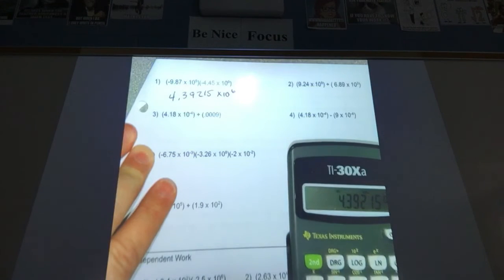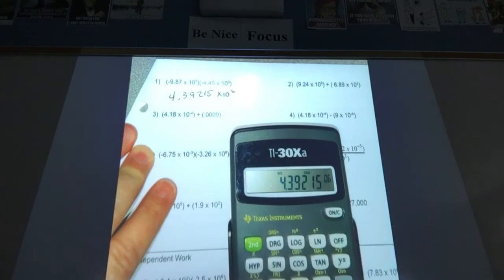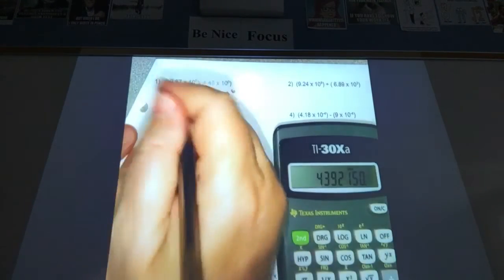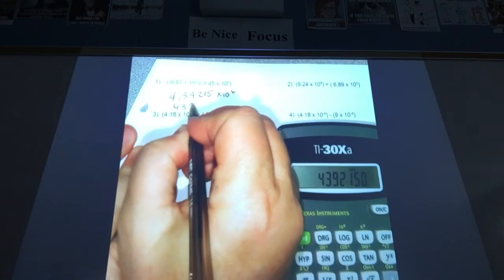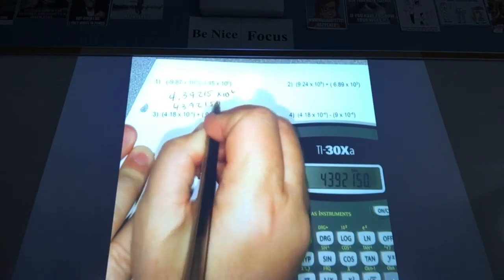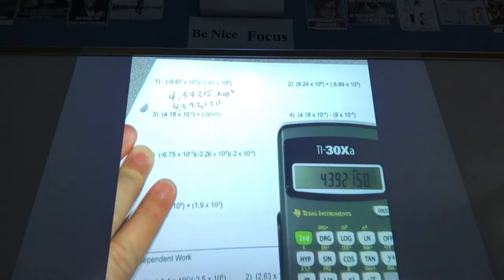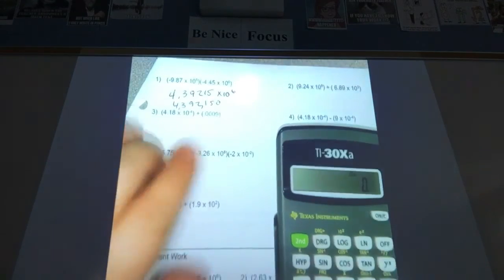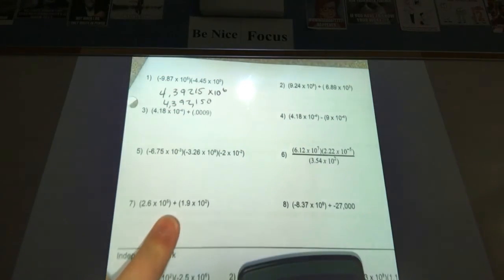Since I want both the answer in scientific notation and in standard form, I'm now going to hit second flow, and it gives me the standard form answer, 4392150. Put your commas in, and you're good to go. Okay? Put it back in scientific notation before you do another one.